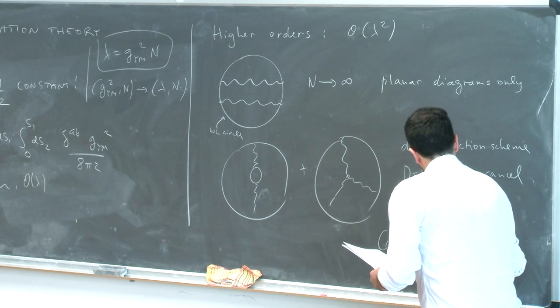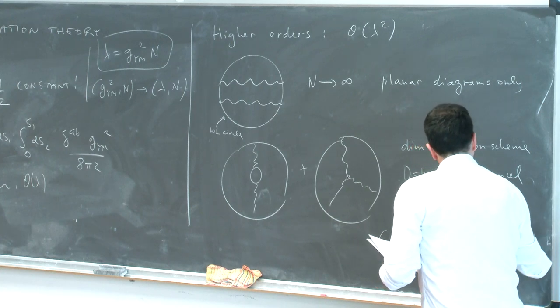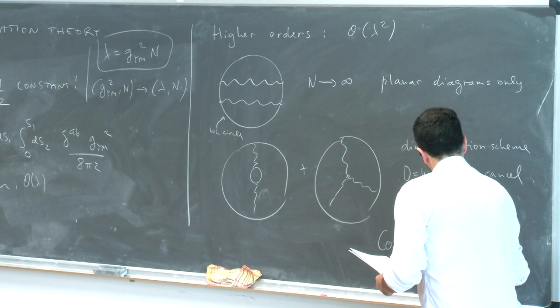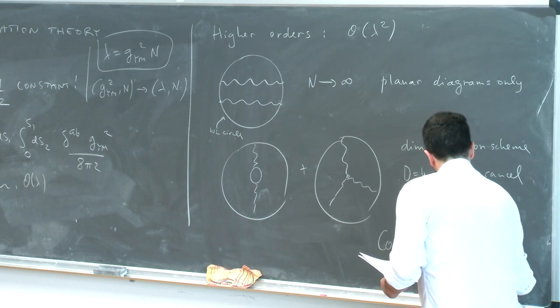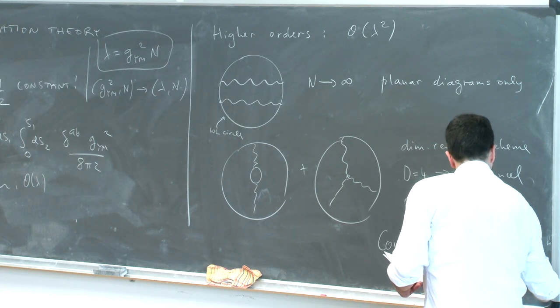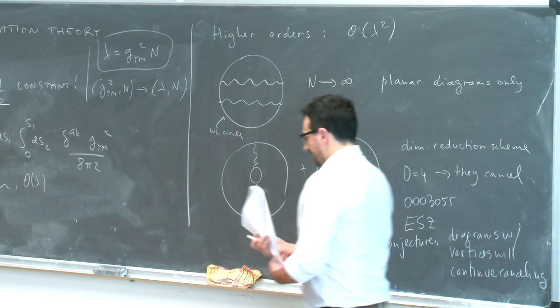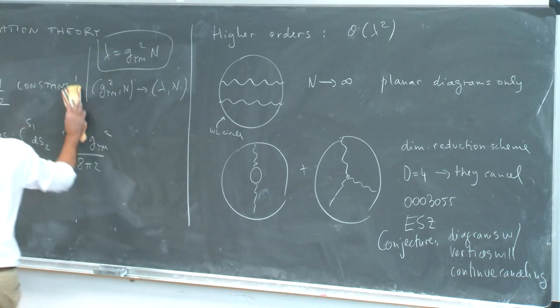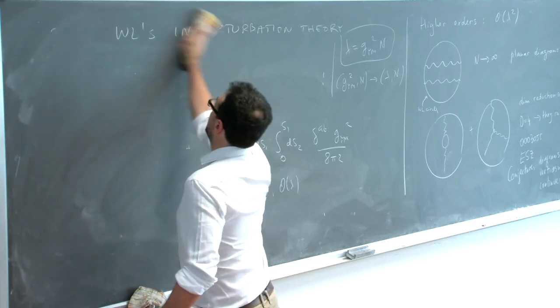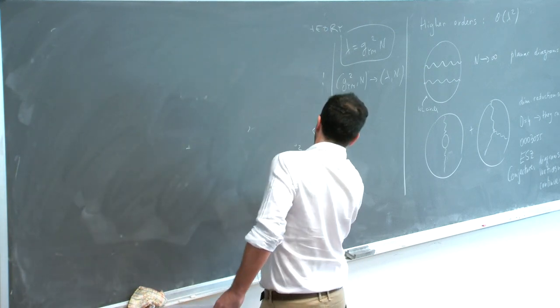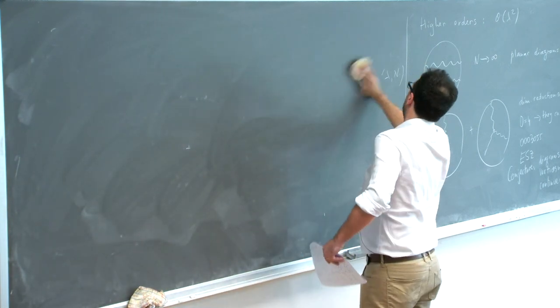Diagrams with vertices will continue canceling. Okay, and then let's see what happens. Then we only have essentially constant propagators for planar ladders, and we can really compute everything, right?